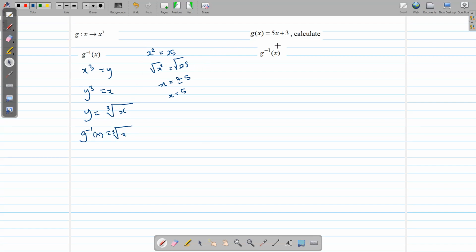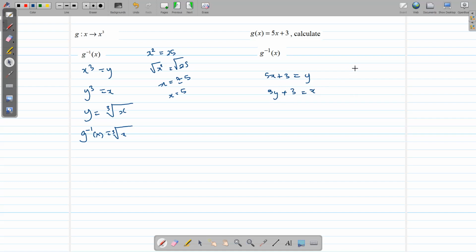And let's look at this one over here. So g of x is equal to 5x plus 3. So we write our function 5x plus 3 is equal to y. We're going to switch them now. So we're going to have 5y plus 3 is equal to x. And now we're going to be solving it for y.